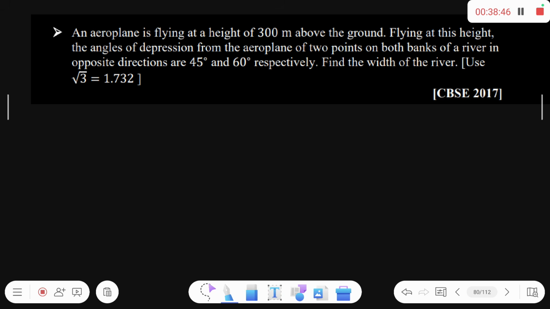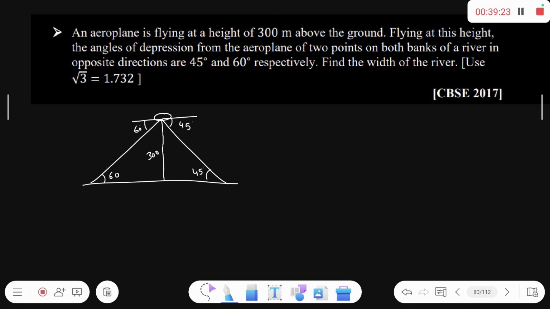Next, an aeroplane is flying at a height of 300 meters above the ground. Flying at this height, the angle of depression from the aeroplane of 2 points on the banks of a river in the opposite direction are 45 degree and 60 degree. Suppose this is your plane and this is the angle of depression on one side, this is the angle of depression on another side. So this angle is given as 45 degree, this angle is given as 60 degree. Alternately, this is 60 and this is 45 degree. This height is 300 meter. You have to calculate the width of the river taking root 3 as 1.7.